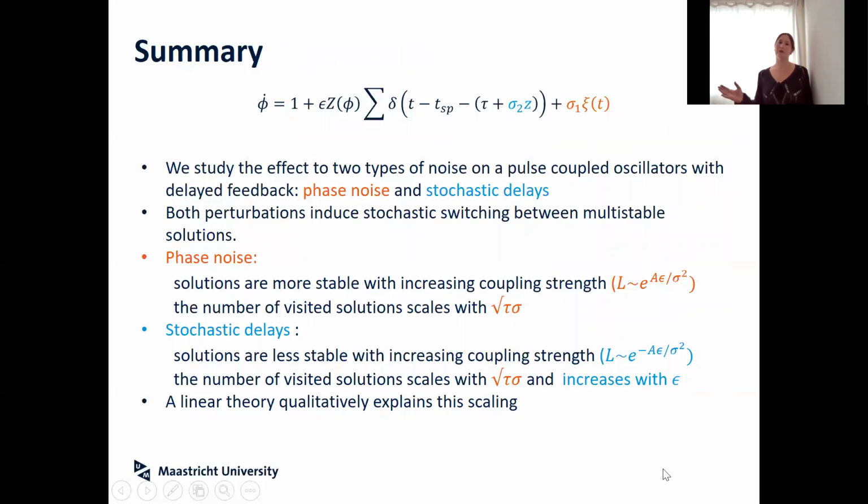And with that, I come to my summary. We studied a pulse-coupled oscillator with delayed feedback, and we compared two types of noise, phase noise and stochastic delays. For phase noise, we found that the system typically stabilizes, with longer lifetime with increasing coupling strength, while the system destabilizes with increasing coupling strength for stochastic delays. So the stability, the lifetime of the system, really depends on where stochastic perturbations are applied.